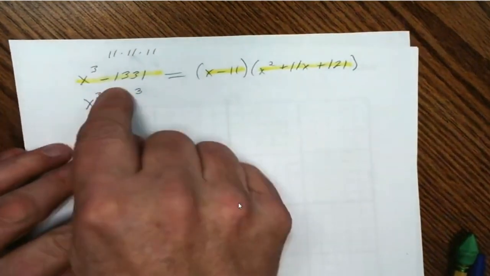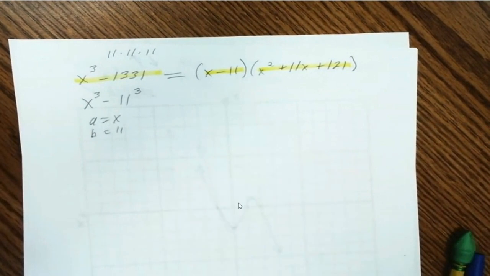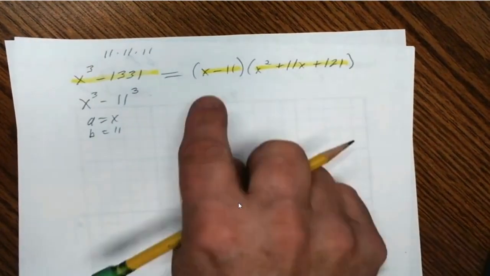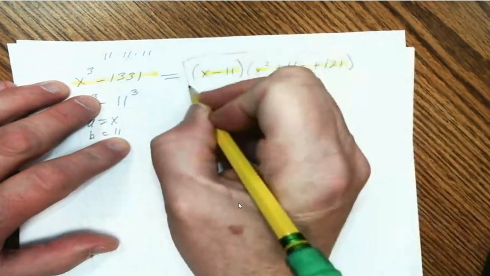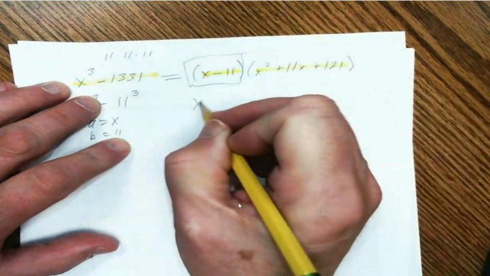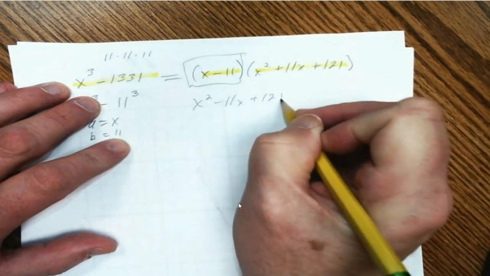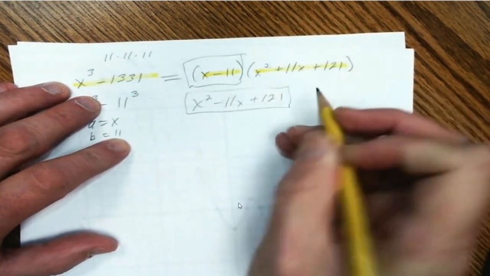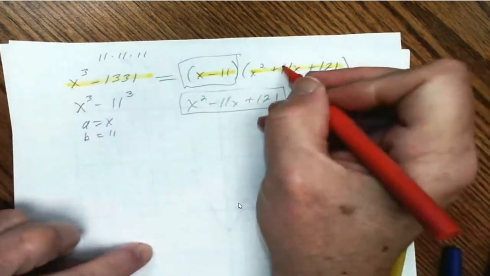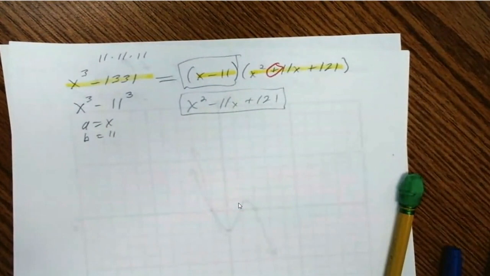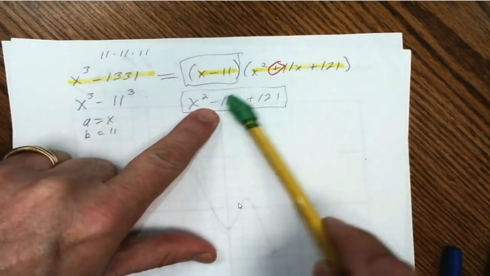So it's asking you to factor this one, and it wants to know what the factors are. Now it gave you choices. It gave you a choice of X minus 11, and that was one of the choices. The other choice it gave you was X squared minus 11X plus 121. Trying to fool you, because that's not a factor, because that's supposed to be a plus. So that would not be a factor.